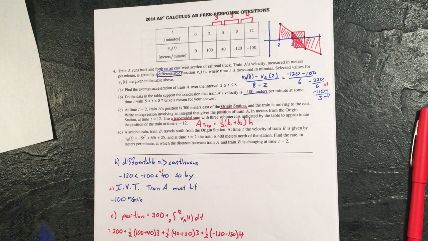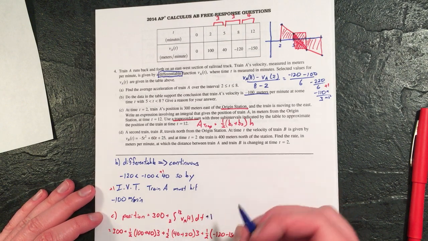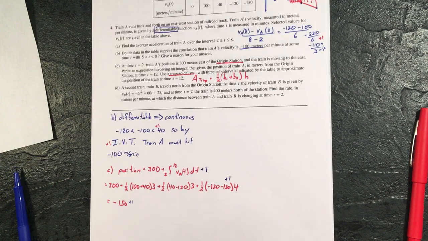Okay, so point breakdown. 1 point for this initial expression, 1 point for writing this trapezoidal sum out, and then 1 point for doing all the math to get that negative 150 there.